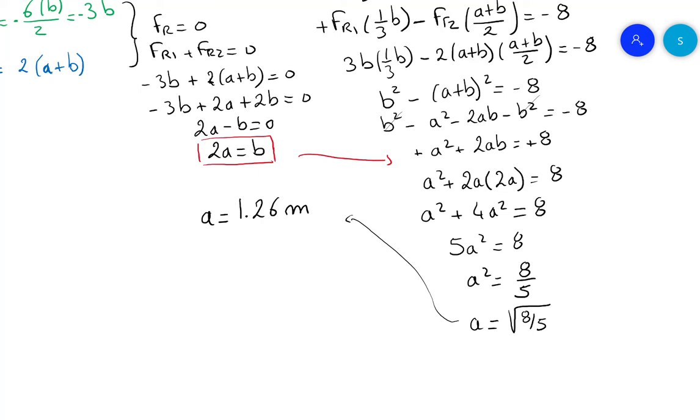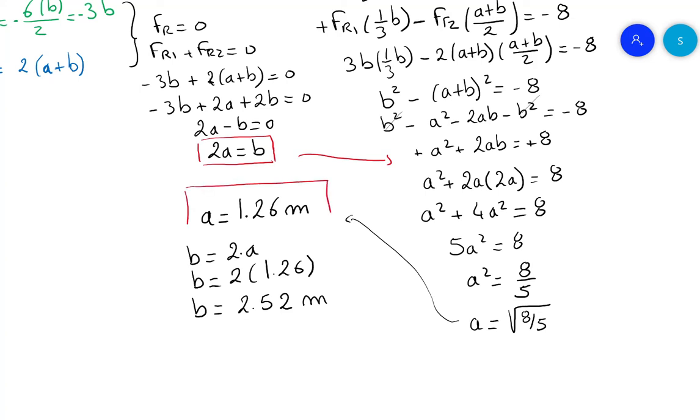And now we use the fact that 2A equal B, so B is equal to 2 times A. So B equal 2 times 1.26. So that gives us B equal 2.52 meter. Here we go. We got A equal 1.26 and B equal 2.52.